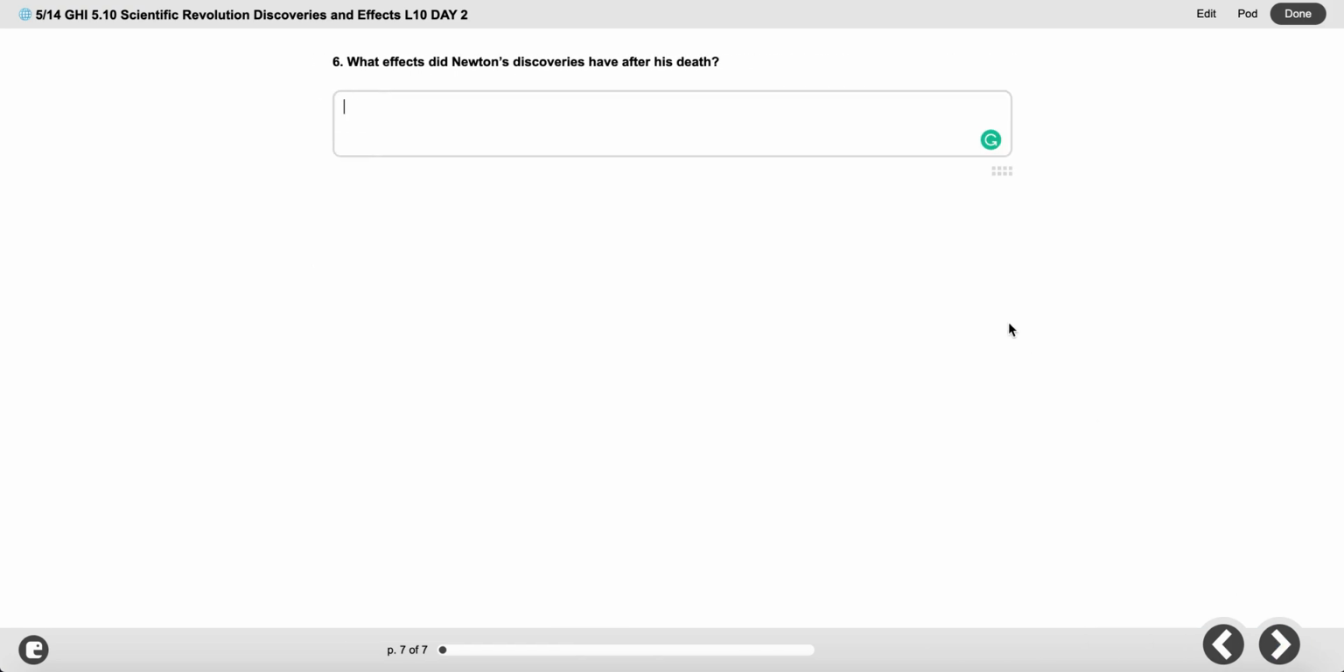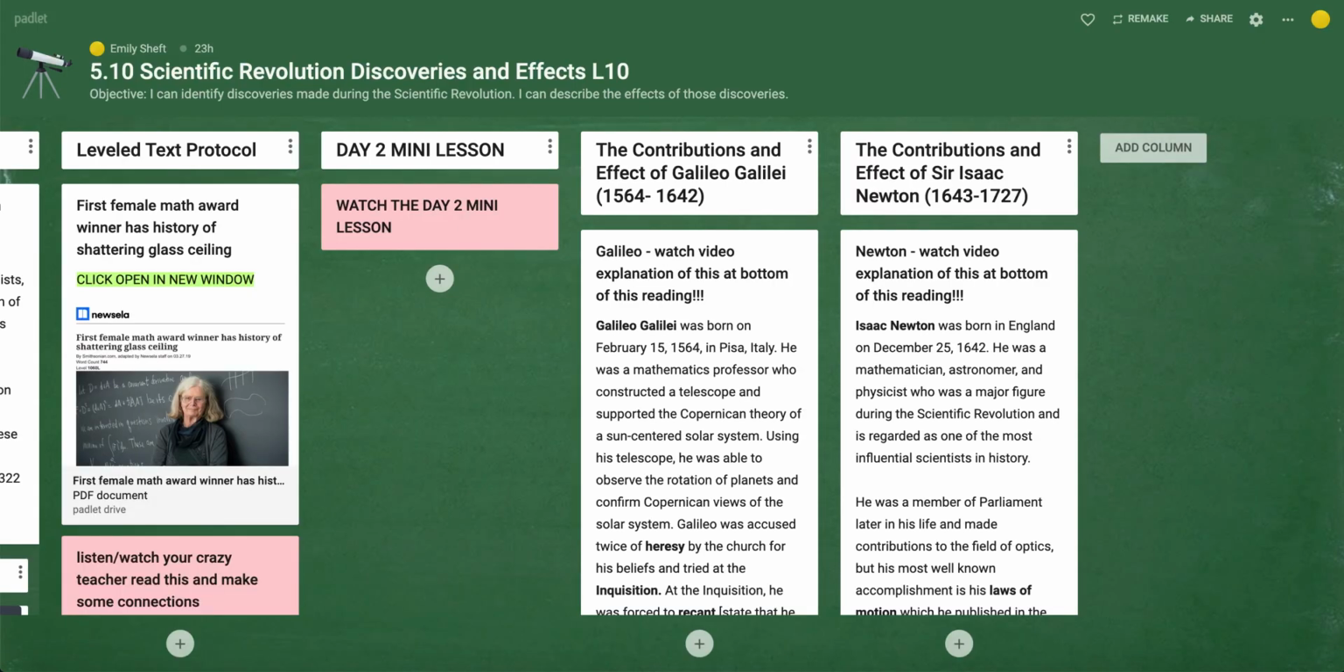Question 5, what contributions did Newton make to scientific knowledge during the Renaissance? Again, select all that apply. You're going to have to pick at least more than one. And question 6, what effects did Newton's discoveries have after his death? This is the second and final short answer. So now let's go to the Padlet.